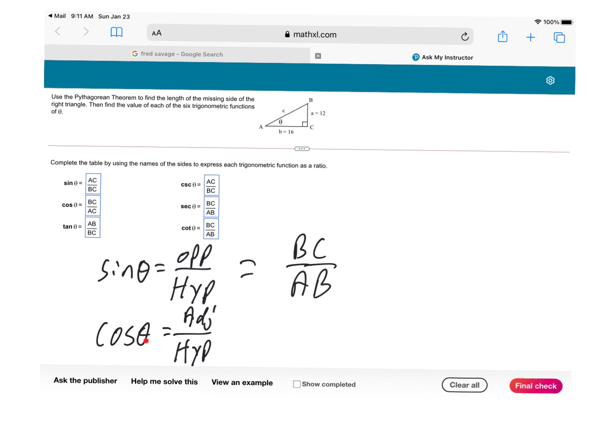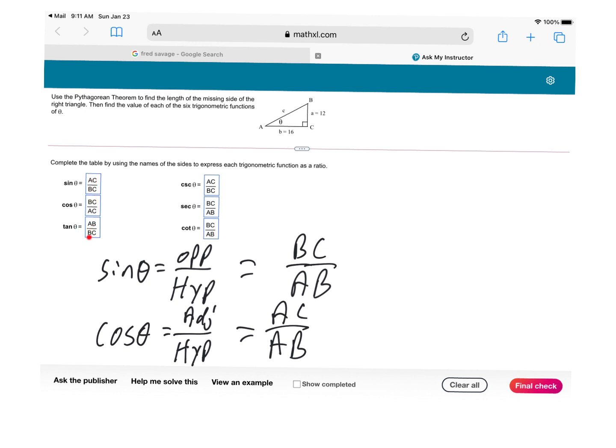The cosine of theta is adjacent over hypotenuse. So here's theta. The adjacent here is lowercase b or 16, and its length is AC. And it's over the hypotenuse, which is again AB. The hypotenuse is C or AB here. So it looks like you're not selecting correctly here on these.